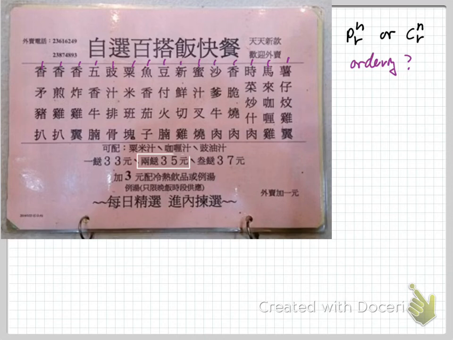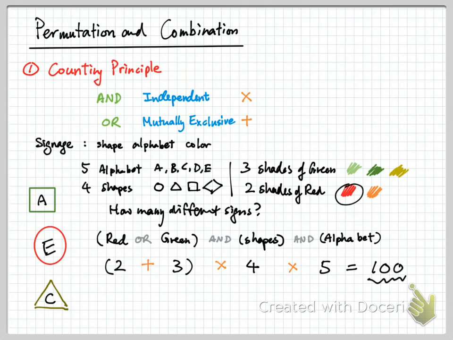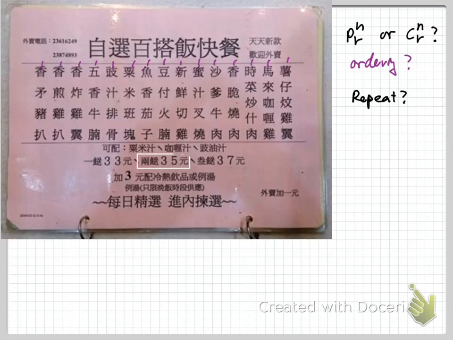NCR for this example. And secondly, do we allow repeat? If we allow repeat, then we cannot use NPR or NCR. We have to go back to use another method, I think we talked about that. If you allow repeat, we use a different approach. If we do not allow repeat, then we use NCR. So once again here, do you allow repeat?